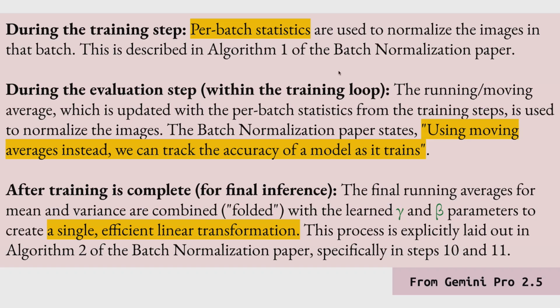So the key idea is that the statistics that are used for inference are based on this running moving average, either up to the point of the evaluation step, as it is within the evaluation during the training loop, or throughout, at the end of the final training, with all of the batch statistics updating the moving average for the final inference.